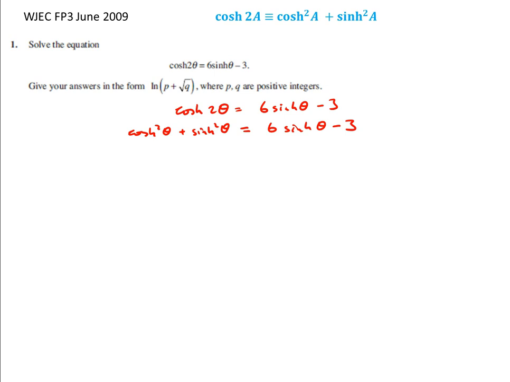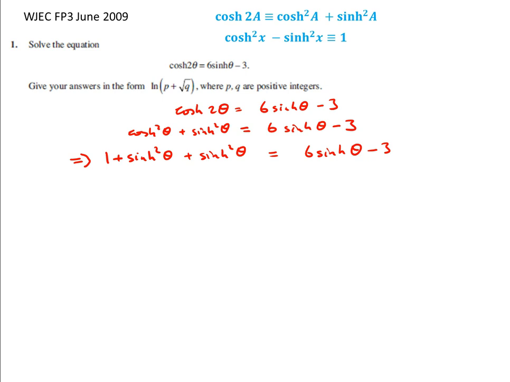We also know that cos squared x plus sine squared x is always equal to 1. So cos squared x is the same thing as 1 minus sine squared x. So our equation again can be rewritten now as cos squared theta being replaced by 1 minus sine squared theta. So the equation is now 1 minus sine squared theta minus sine squared theta equals 6 sine theta take away 3.